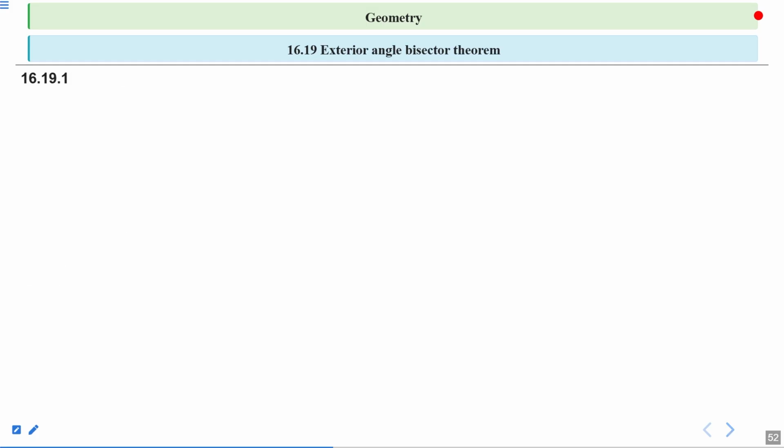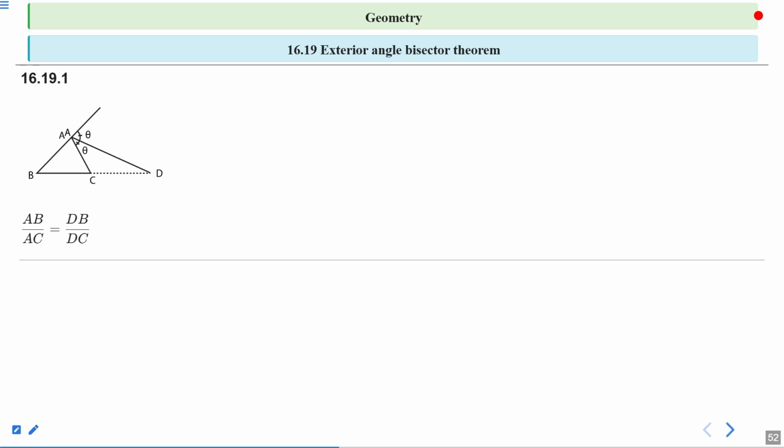Next one is the exterior angle bisector theorem. So this is the diagram of the exterior angle bisector. So AB upon AC is always equal to DB upon DC.